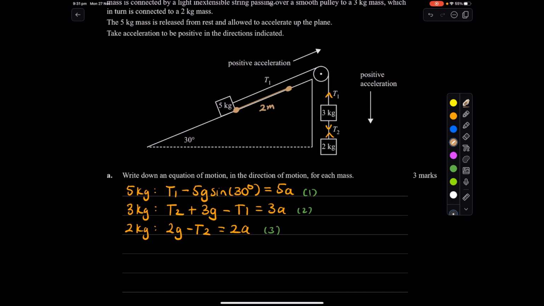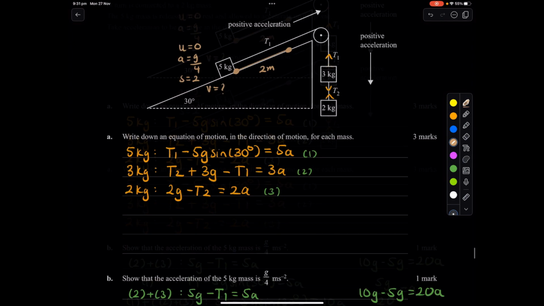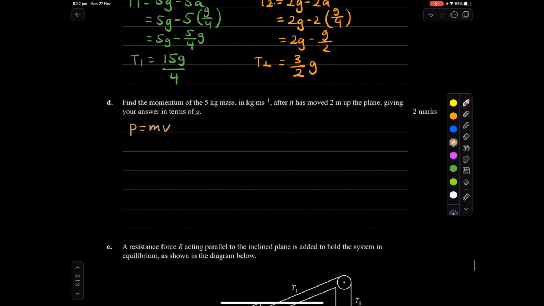What do we know? Well, we know that it started at u equals 0. Using your SUVAT, we know that its initial velocity is 0. We also know the acceleration is just g over 4. What else do we know? We also know that s, the displacement, is just 2 meters. And we want to calculate the velocity, your final velocity. So having all these in mind, we can actually calculate the velocity.